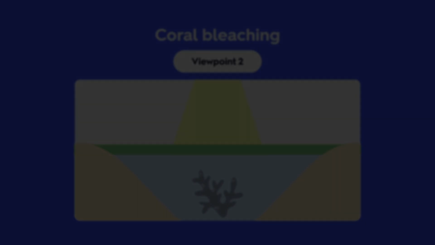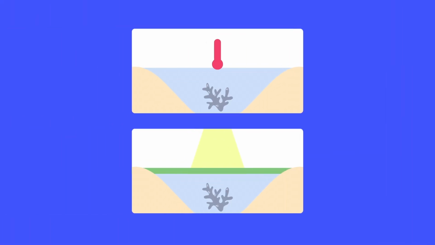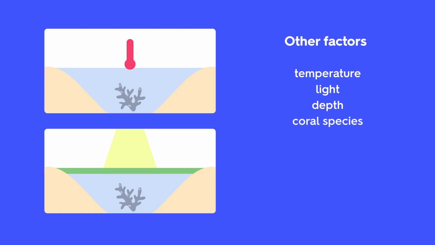Now, let's hit an experiment design question. What's the best way to test viewpoint 2? First, look for a design that isolates nutrients. For example, compare similar reef sites with different nutrient levels while keeping other factors, like temperature, light, depth, and coral species, as constant as possible.